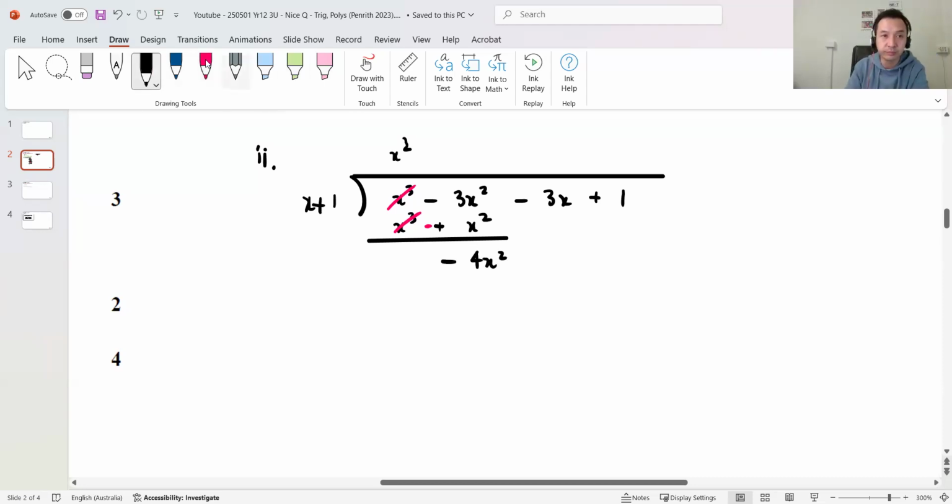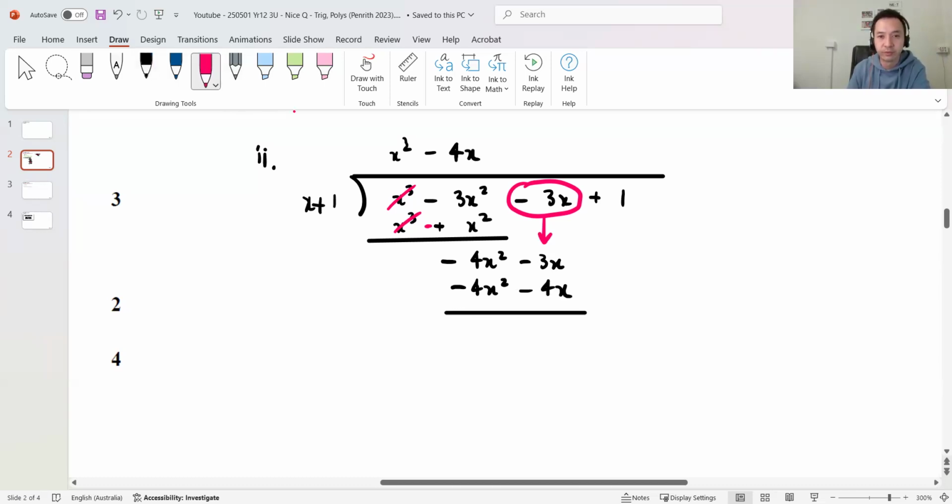x squared. Bring down this term, becomes minus 3x, so then minus 4x is the next term in the quotient. Then multiply it down, minus 4x squared, minus 4x. Once again, subtract. That goes away. That minus that becomes a plus. That's x plus 1, which is nice because there's no remainder, right? So that's a factor.